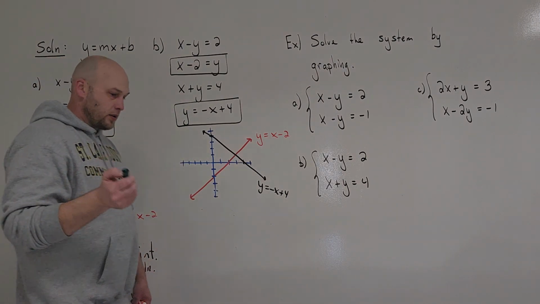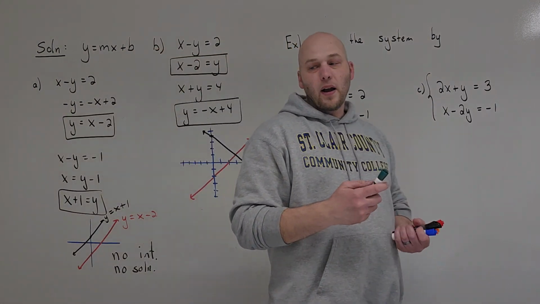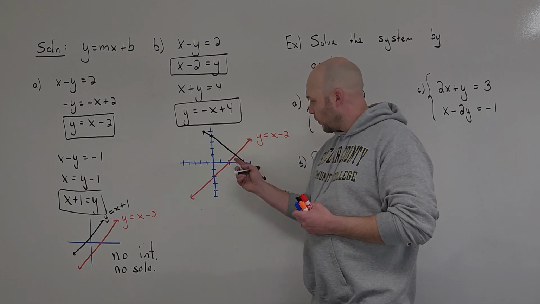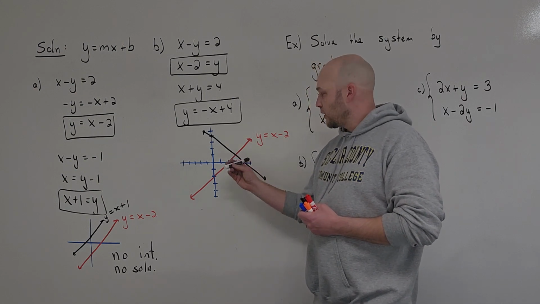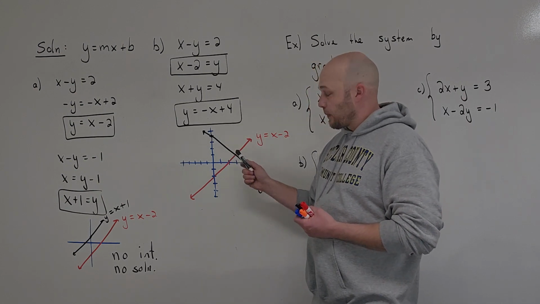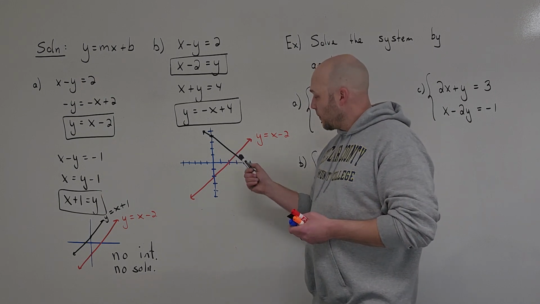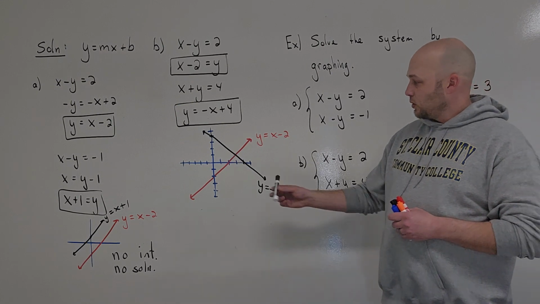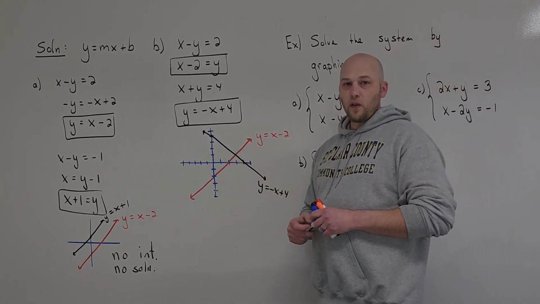And this is why when you graph these, you want to try to be somewhat careful. The more accurate you graph these, the more accurately you can pick off this point. If I drew this really sloppy, I might see that there's an intersection point, but it might be kind of hard to identify what exactly it is. So make sure you try to draw these fairly carefully.